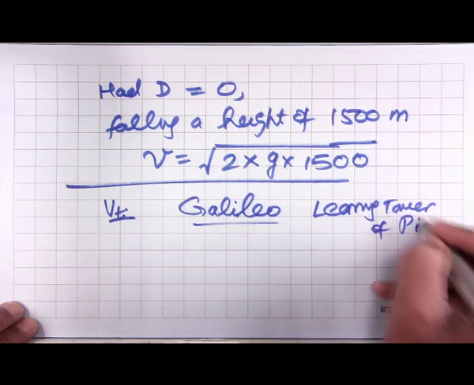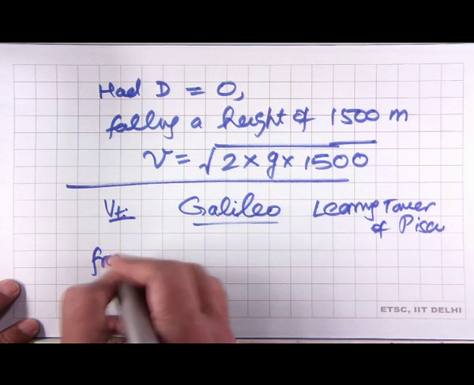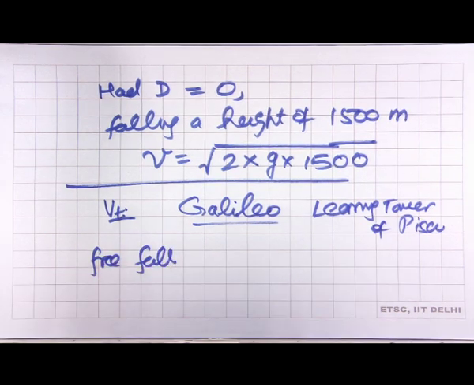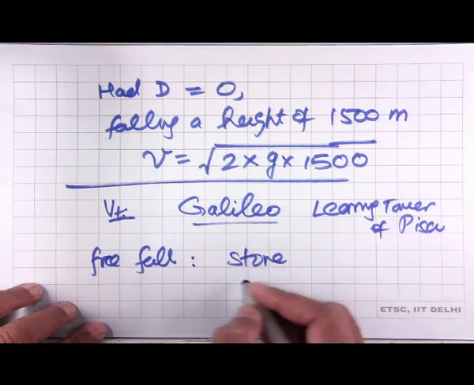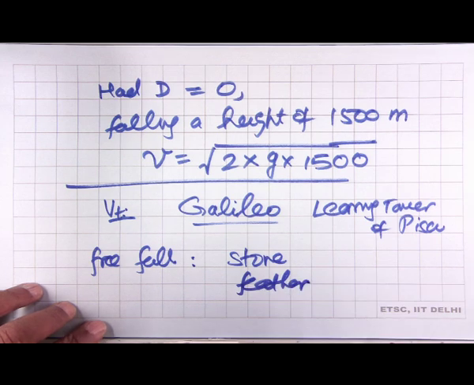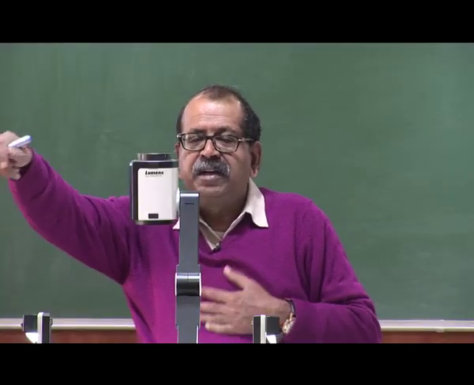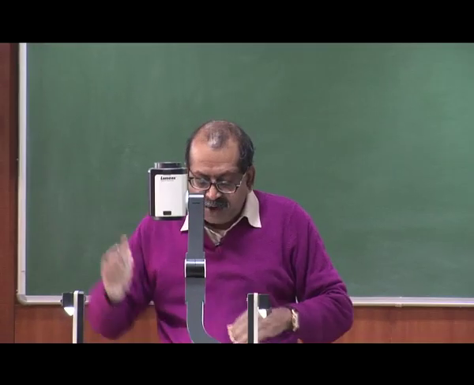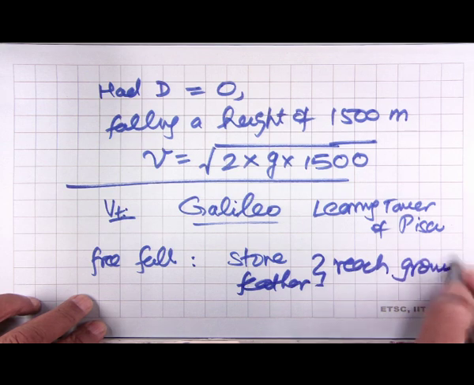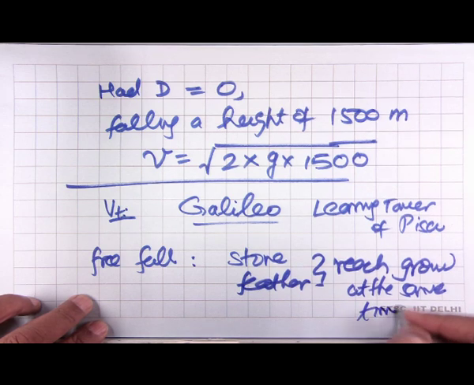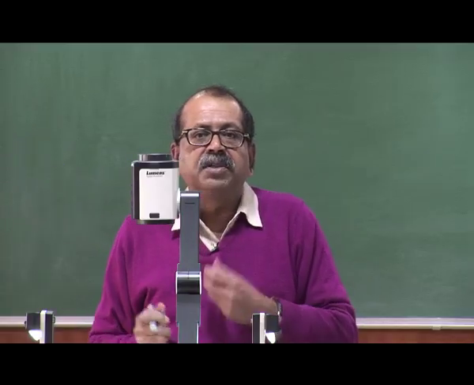When Galileo talked of free fall, and we probably discussed this when we talked about kinematics, what he said was that if you take a stone or a feather or a light ball, any body, and take them to any height, they should reach the ground at the same time. If we drop them from a particular height, they should reach the ground at the same time.